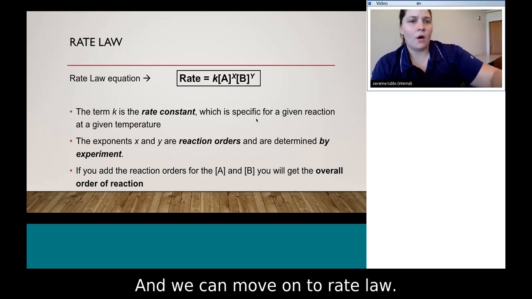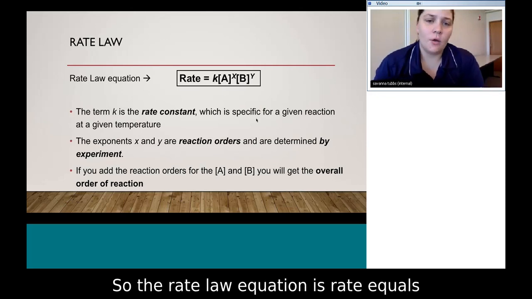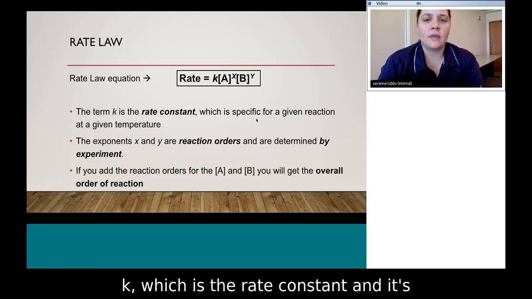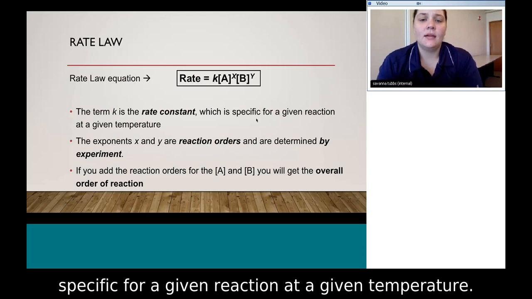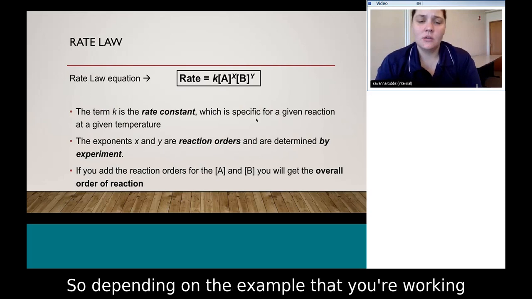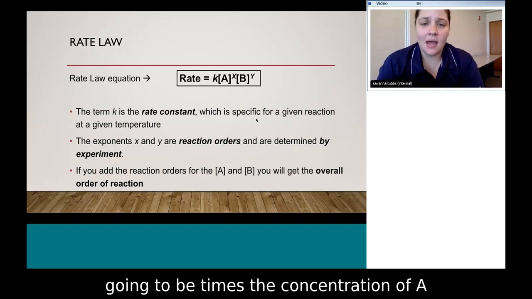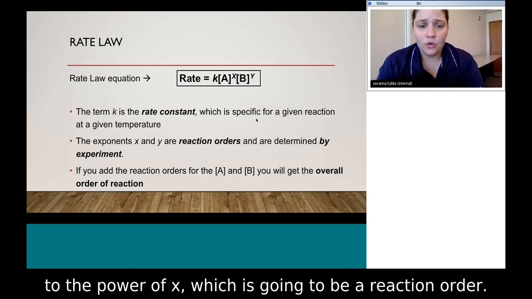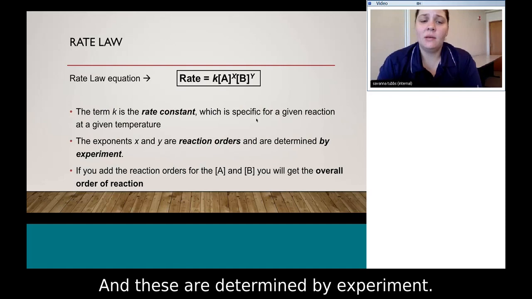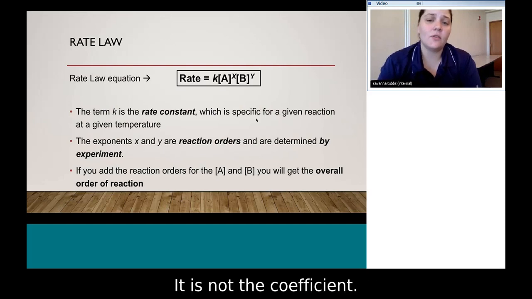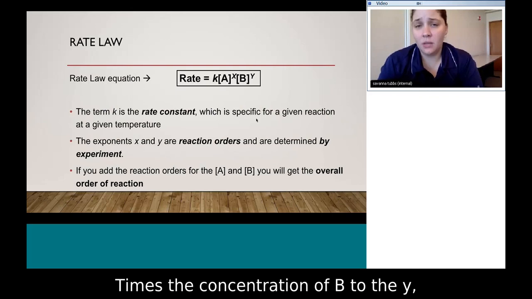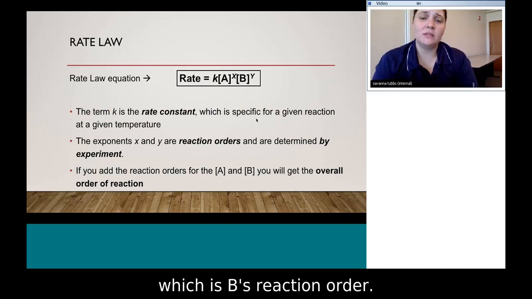And we can move on to rate law. So the rate law equation is rate equals k, which is the rate constant, and it's specific for a given reaction at a given temperature. So depending on the example that you're working, it can be different for each one. And that's going to be times the concentration of A to the power of x, which is a reaction order, and these are determined by experiment. It is not the coefficient, it is the reaction order, times the concentration of B to the y, which is B's reaction order.